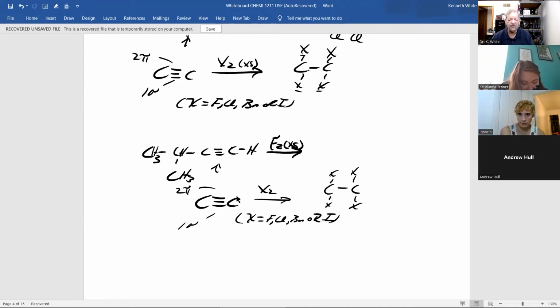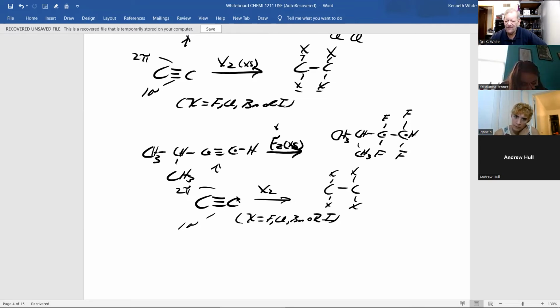So I have 2, 4 across plus 1, 1, 2, 3, 4 plus the 1. Here are my 2 carbons of the triple bond, which are these 2 carbons. Each one gets 2 fluorine. Oops, I almost forgot to finish with the fluorines. And I know there are 4 bonds to carbon. Each fluorine counts as a bond. And I'm done. And that's how you do it. Any questions on halogenation of a triple bond?